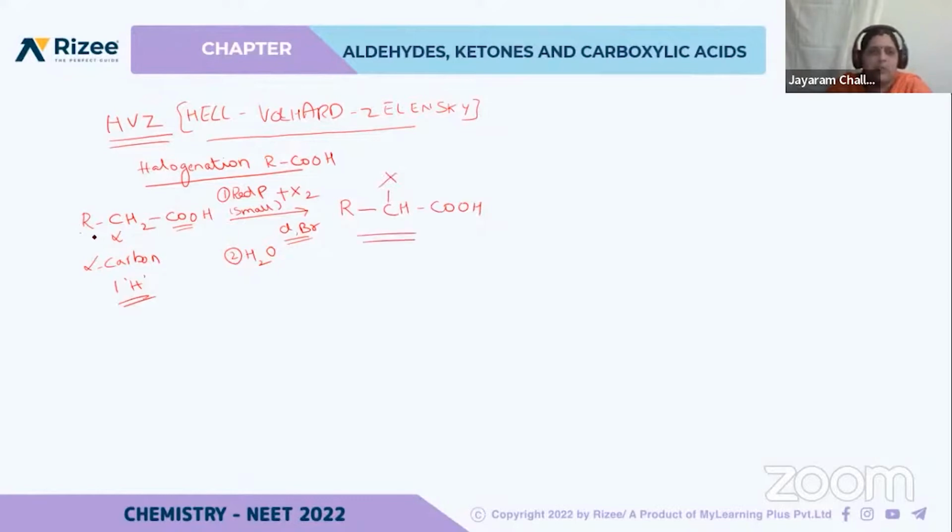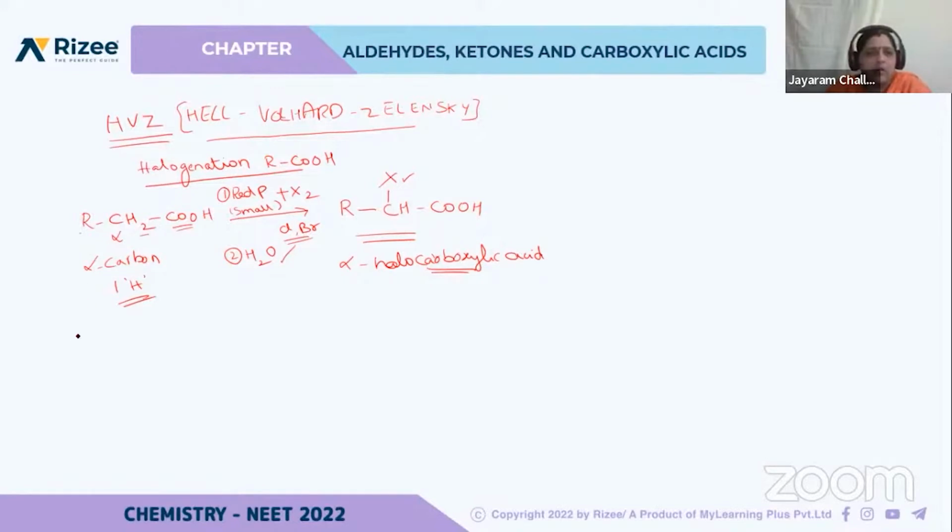So what's going to happen in this reaction and what is our product? Observe the difference between the reactant and the product. Simply in the alpha carbon atom, one H is replaced by one halogen. Means the product name is alpha halo carboxylic acid. This is the simplest reaction. But the condition is alpha carbon should at least contain one hydrogen, and red phosphorus plus halogen. Halogen may be chlorine or bromine, and the next condition is water, hydrolysis.